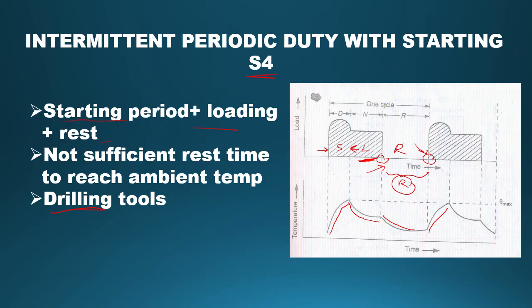Okay, this happens in periodic cycles. Therefore, it is intermittent periodic duty. As I have already told, a good example is drilling tools. It uses very heavy motors that draw very heavy current during starting. The braking is neglected because mechanical braking can be used in this duty cycle.